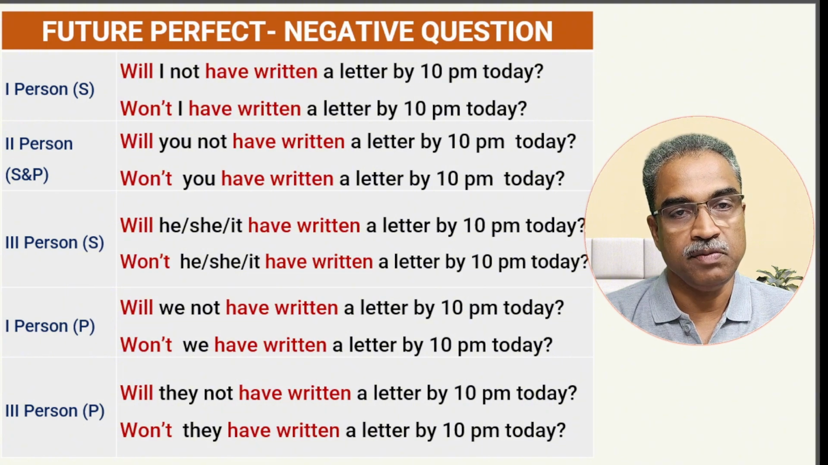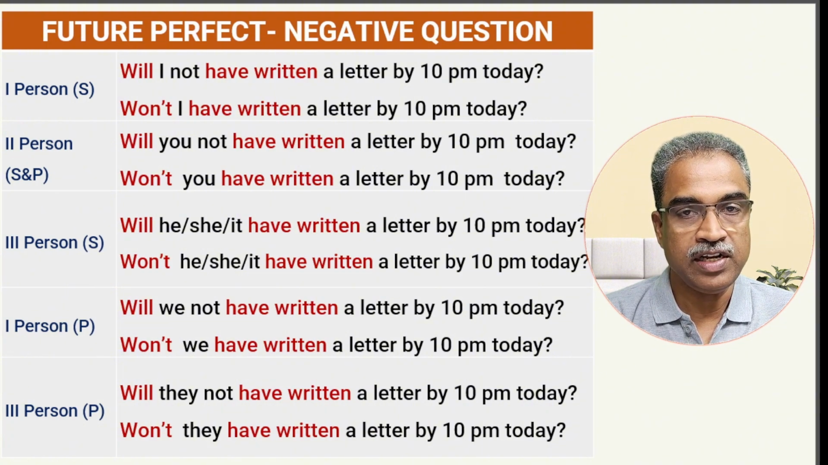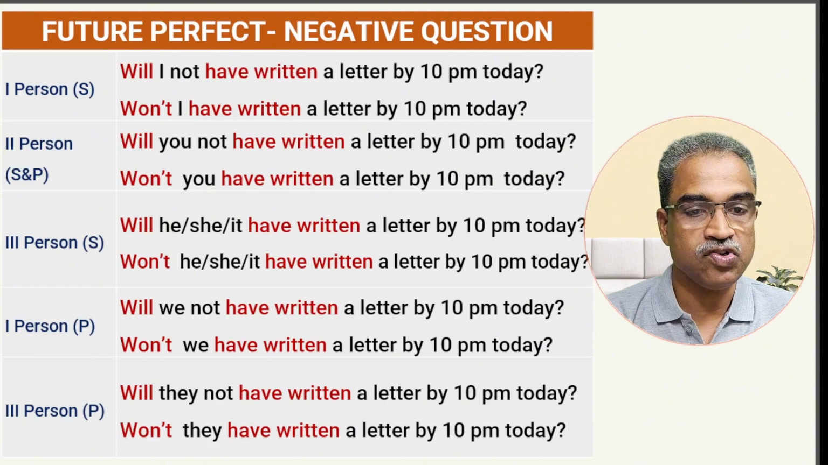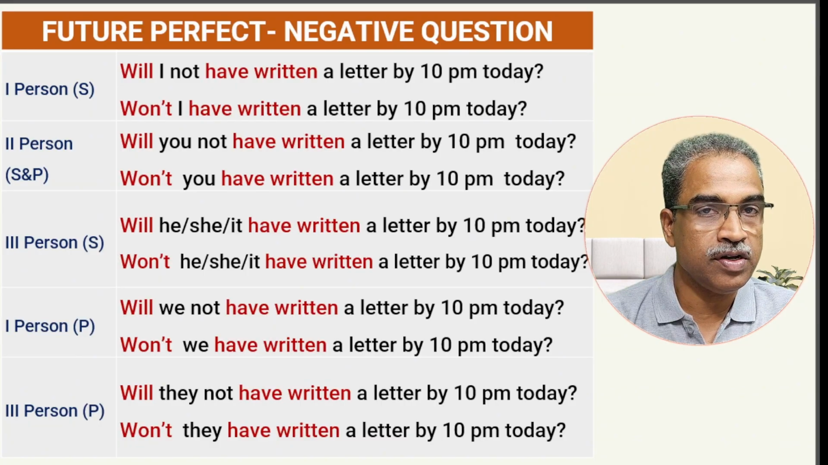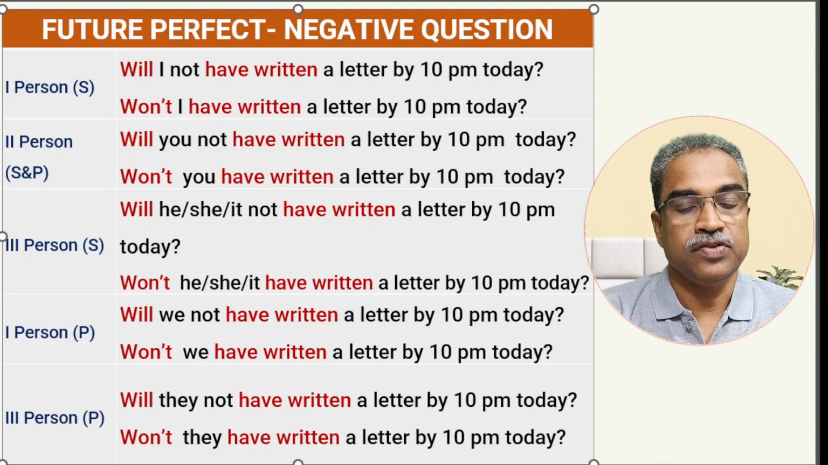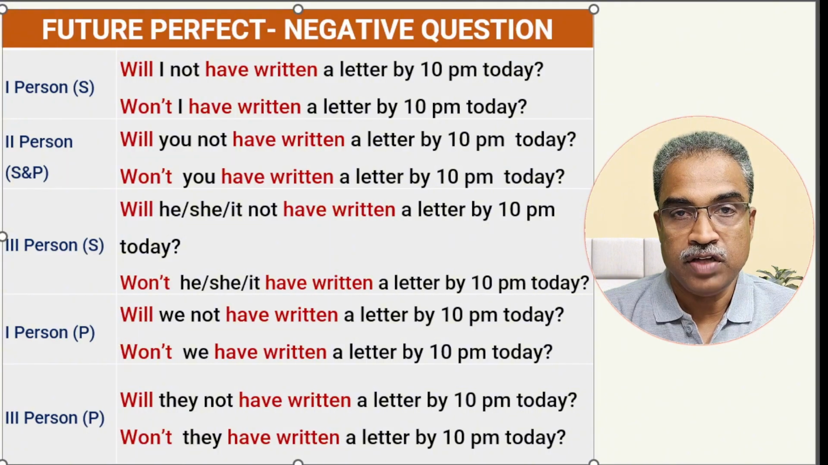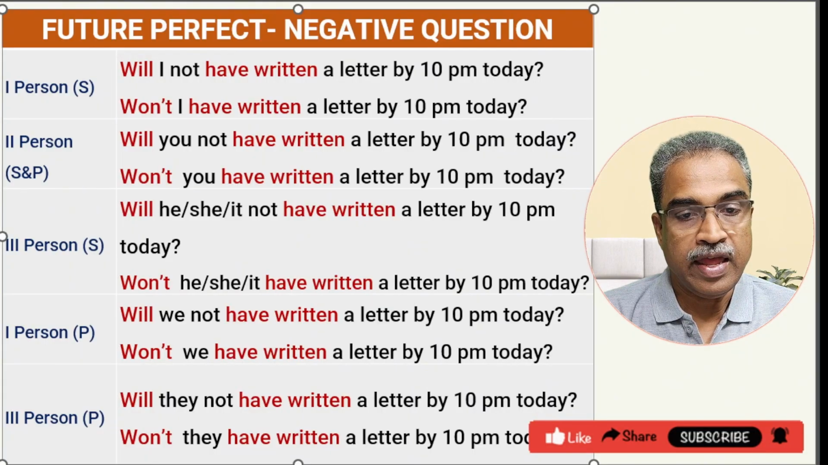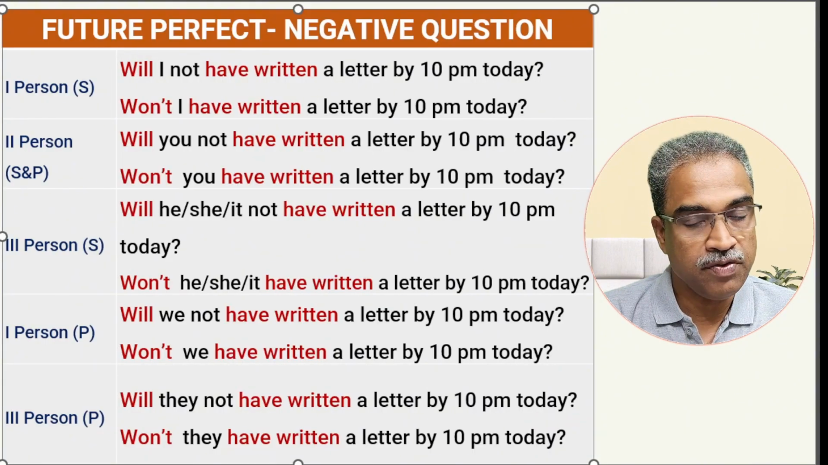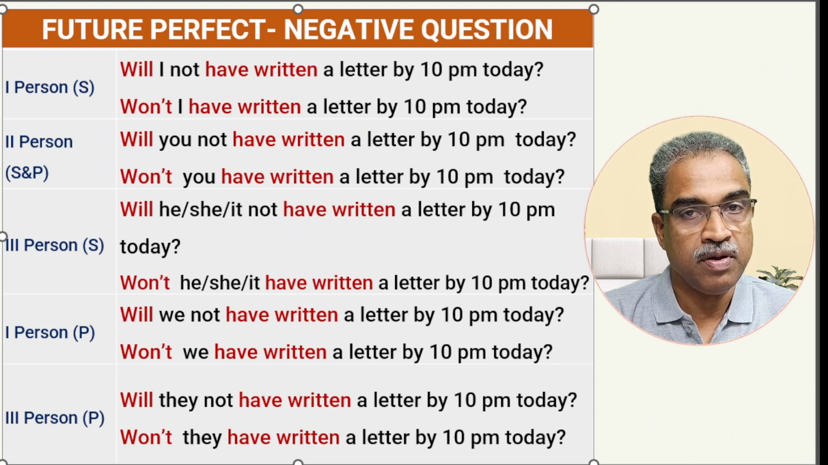Similarly, you will not have written a letter is a negative statement. Its question will be, will you not have written or else won't you have written a letter by 10 p.m. today? Third person singulars, he, she, it will not have written a letter by 10 p.m. will change into will he not have written a letter by 10 p.m.? Will she not have written a letter by 10 p.m.? Will it not have written a letter by 10 p.m.?